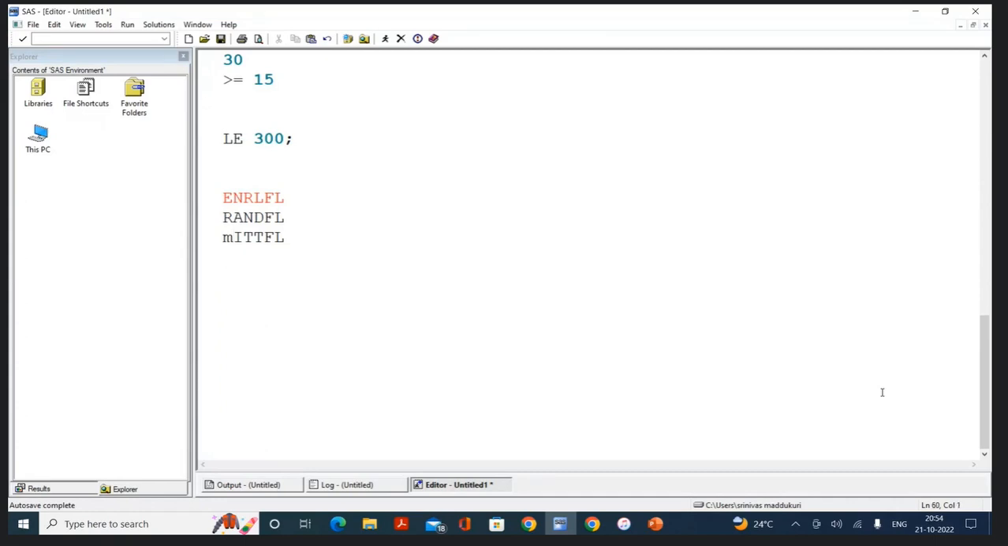Then we are going to have the next variable, SAFFL. What is SAFFL? A very, very important variable. Safety analysis. Who is going to be considered for the safety analysis? If a subject has taken at least one dose of the treatment drug, then we are going to consider him.